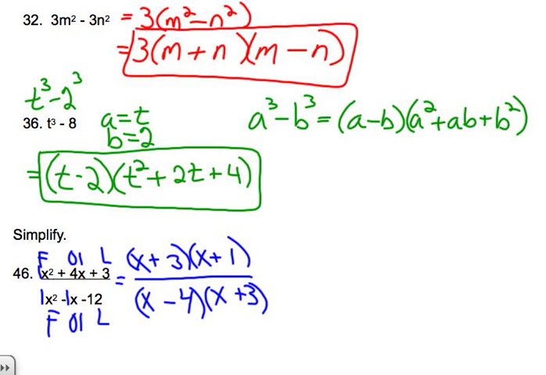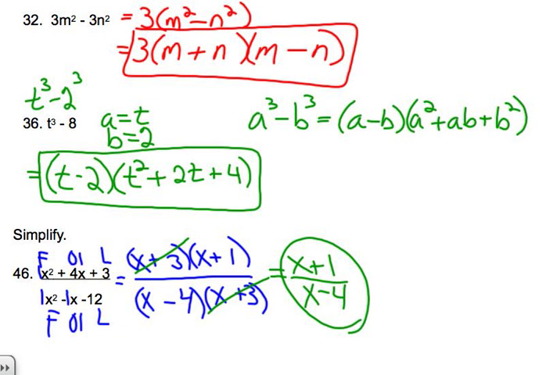What you do next is then you look to cancel like factors. X plus 3 cancels with x plus 3, and you are left with x plus 1 over x minus 4. And that would be your answer for that simplifying.